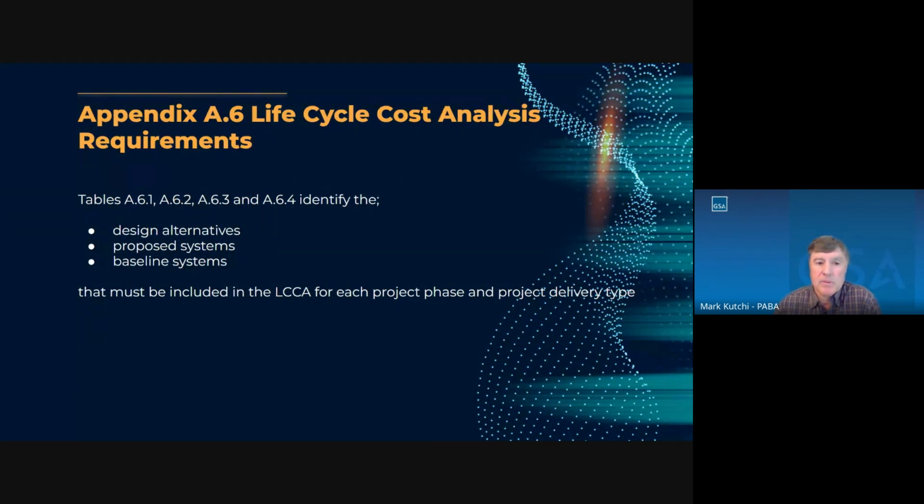Okay, tables 6.1, 6.2, 6.3, and 6.4 in the appendix identify the design alternatives, proposed systems, and baseline systems that must be included in the life cycle cost analysis for each project phase and each project delivery type. So I'll go over just an example of one of the tables next here.